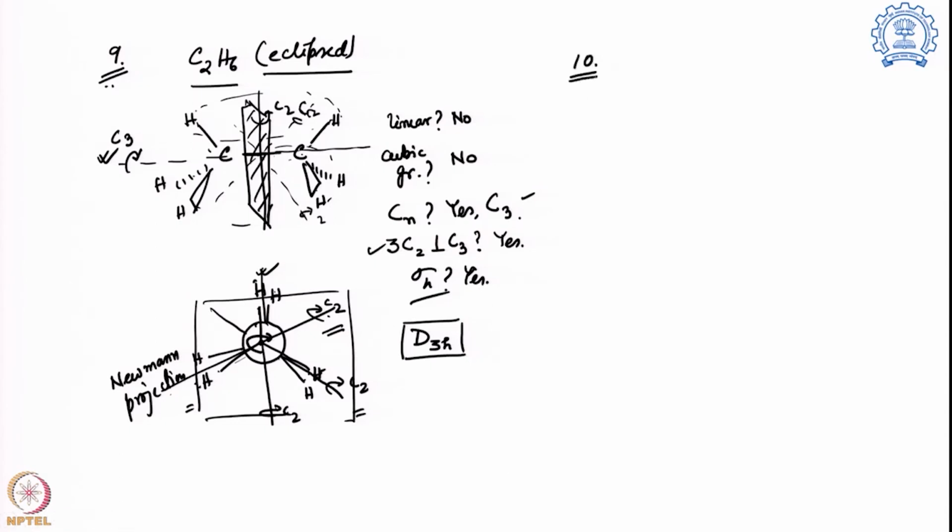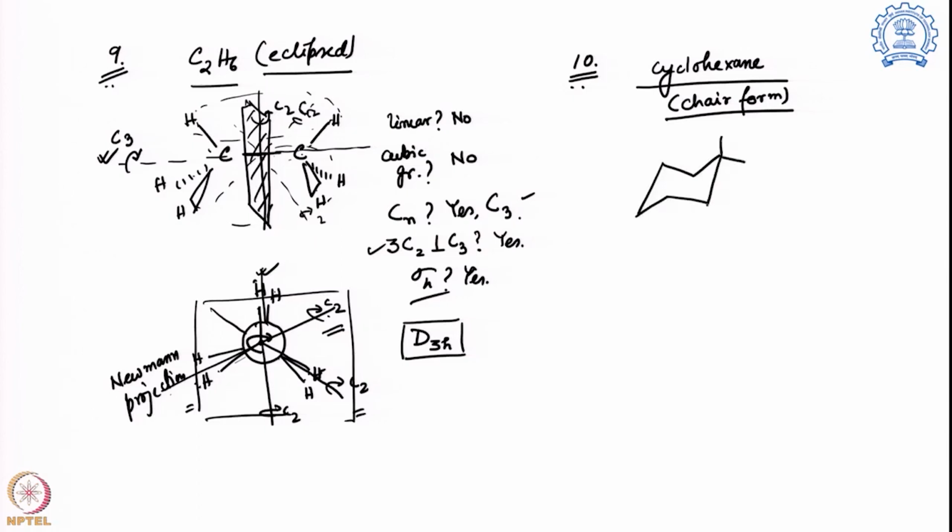Now, the last example of this system is cyclohexane, and we are going to draw the chair form of it and try to find out what is the point group of this molecule. That is how the chair form looks. And these are all the positions where the hydrogens will come. So, this is the molecular structure. We have to find out the point group of it.